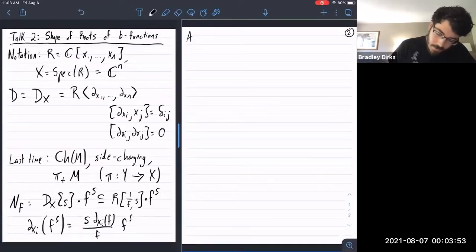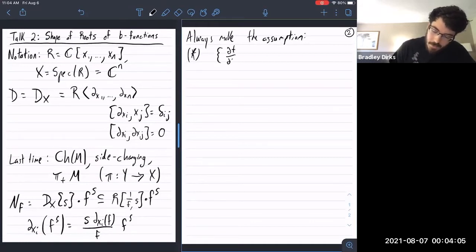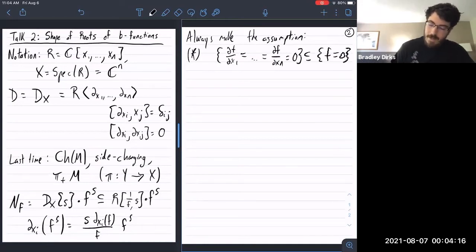Okay, and we always make this assumption. So these are subsets of X. So I'm going to star it. So if we look at where all the partial derivatives of F vanish, this should be contained in the set of points where F vanishes.